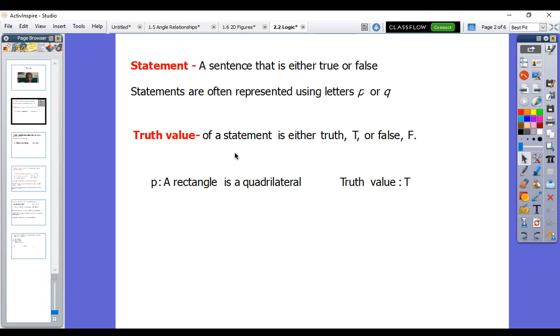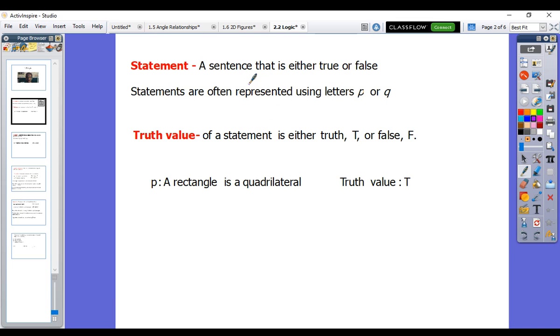So we first start with statements. Statements can be true or false. People make statements all the time. Now our statements are usually represented. The representation we use for statements is P's and Q's. P is usually the statement, Q is the conclusion. So there is a truth table with everything.